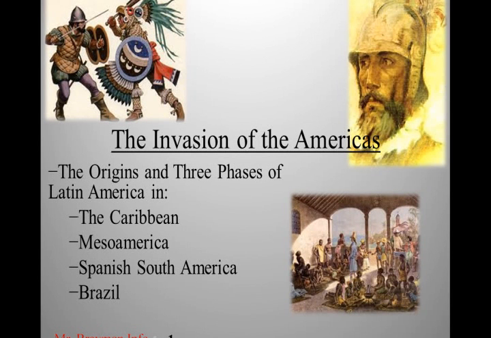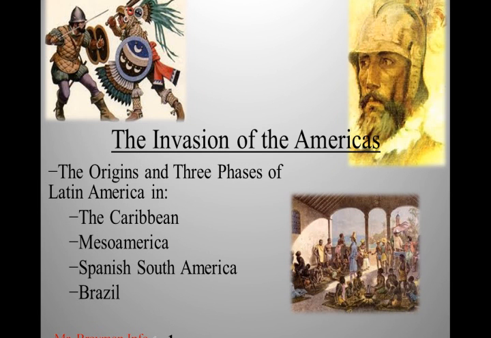So this lesson is on the invasion of the Americas, and I'm going to use the phrase Americas to refer to North America, Central America, South America, and the Caribbean as well. So, I'm going to talk about the origins of and three phases of Latin America in those areas that I just mentioned. When we talk about Latin America here, I'm talking about a civilization, right? The origins of this civilization we call Latin American civilization, which didn't really exist before the Iberian colonization and the northwestern European colonization of those areas.